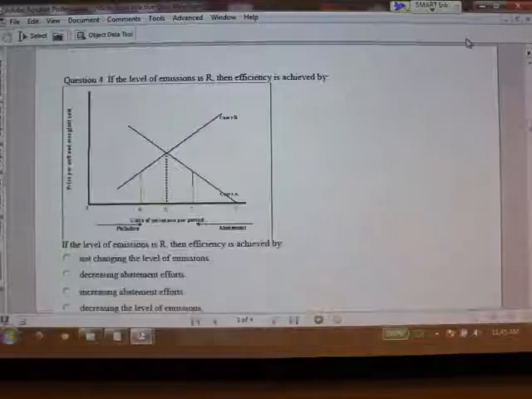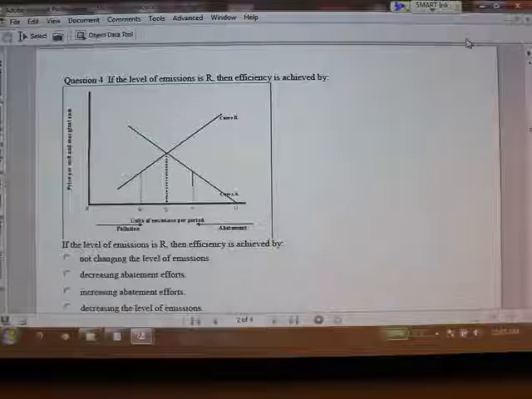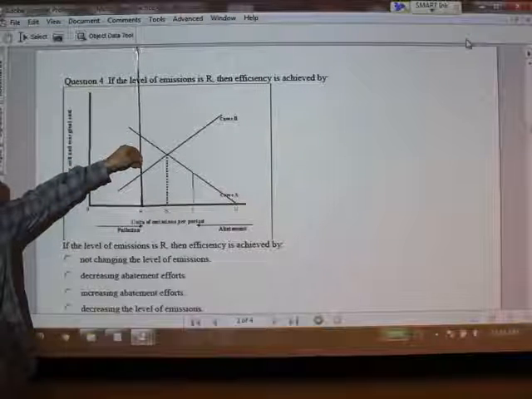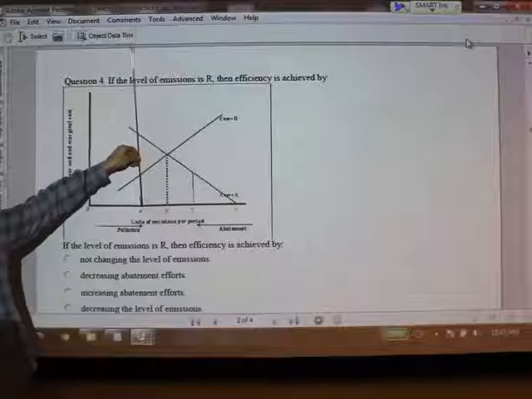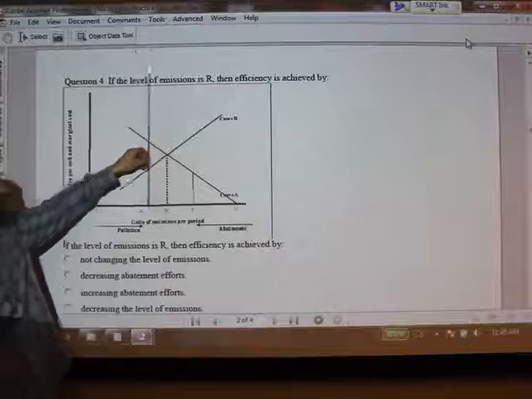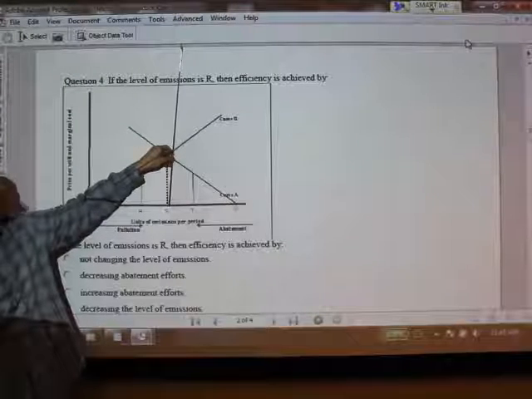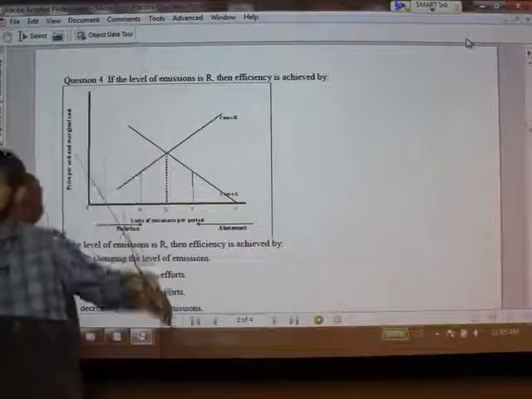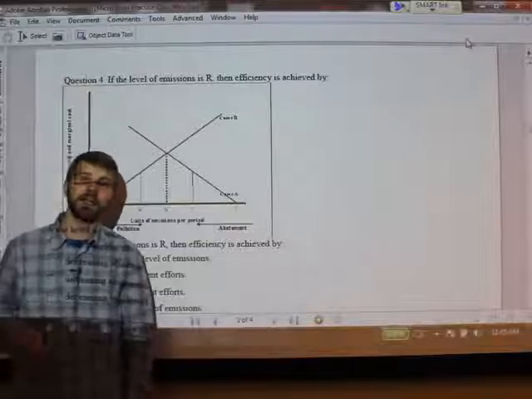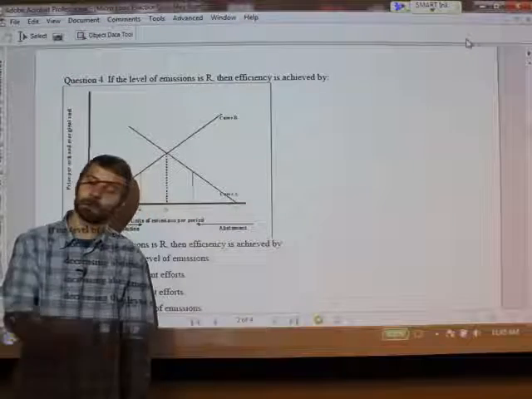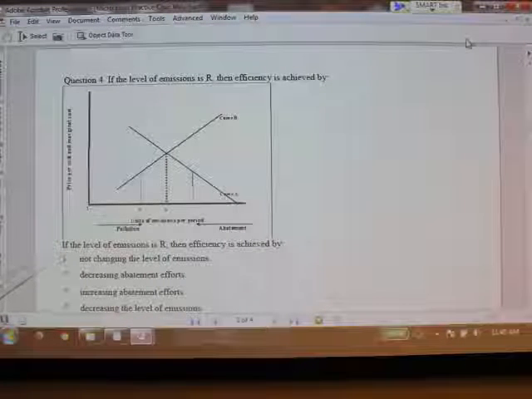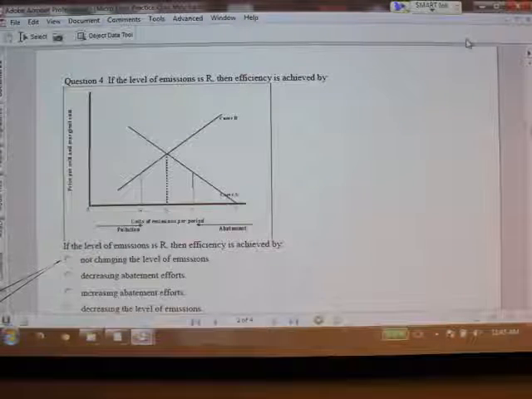Okay, question 4. If the level of emissions is R, or right here, then efficiency is achieved by, well, first of all, let's just not look at the answers and say, what would you say? It's achieved by increasing pollution, right? Because we're not polluting enough. We're restricting some activities, for example, maybe driving, that would bring people a lot of benefits, and we would like to let them do that, right? It's not that we want pollution for pollution's sake, but we want them to do those activities that unfortunately generate pollution. So, not A, because we do want to increase the level of emissions.